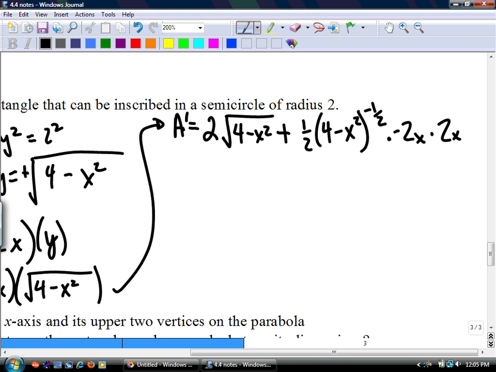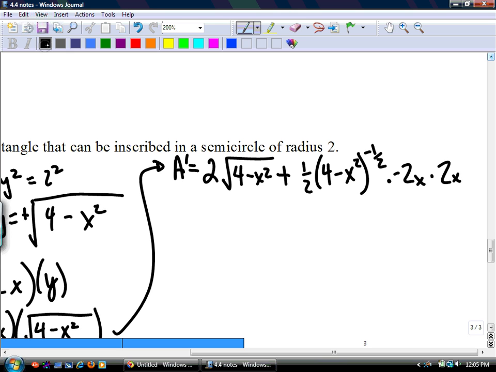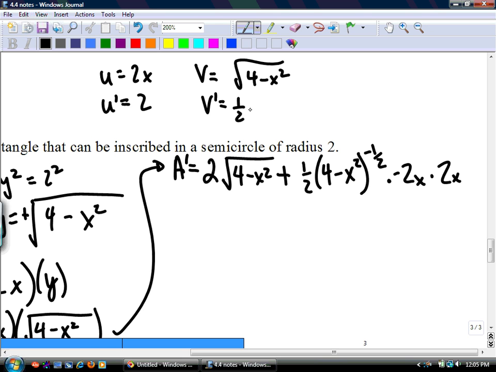Okay, so let's come up here and we'll do a little bit of scribbling. u equals 2x, u prime equals 2. v equals the root of 4 minus x squared, v prime equals 1/2 times (4 minus x squared) to the negative 1/2 times negative 2x.